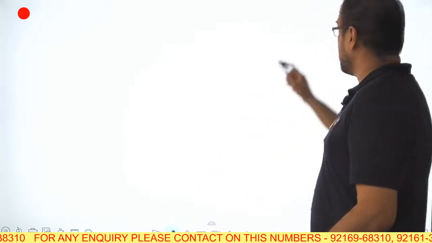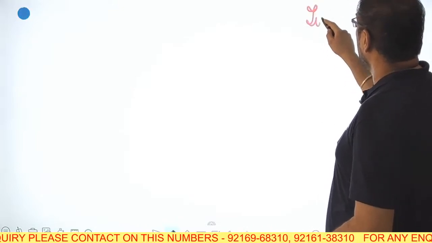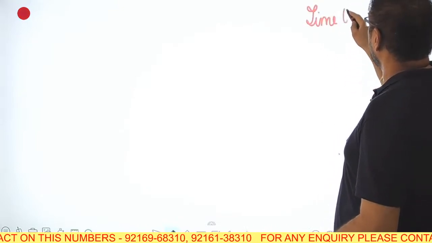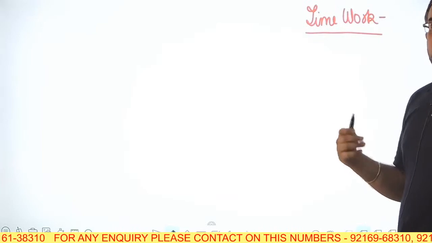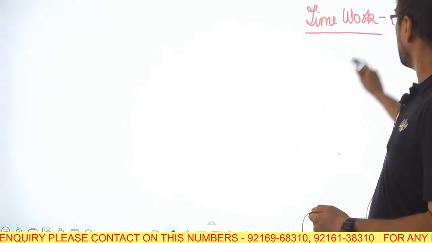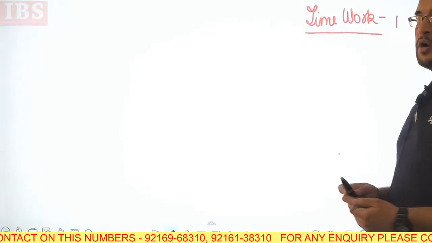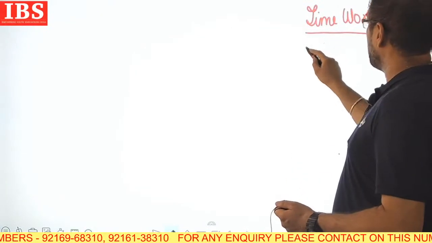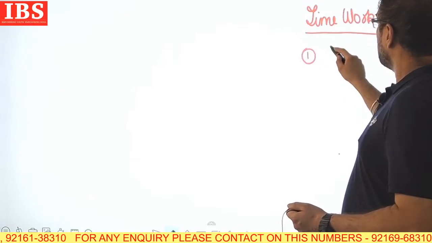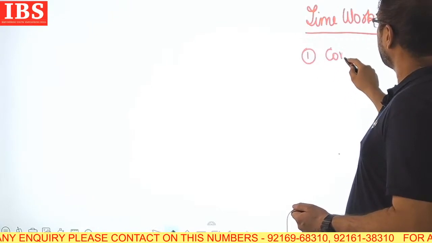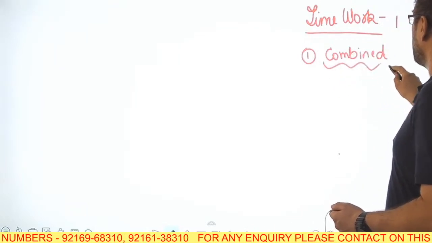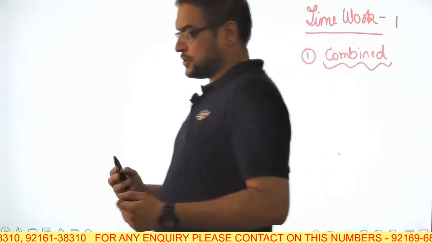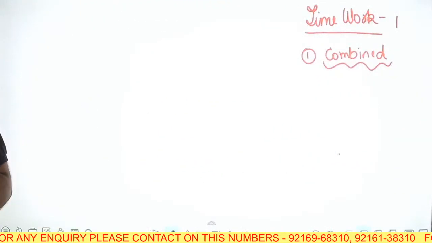So in time and work, students, we started with time and work, and in time and work part 1, I'll quickly tell you what we did, then we'll elaborate how time and work 2 will be done today. Time and work 1 was based upon the concept of combined work of 2 or 3 persons A, B, C. So how is the combined work done by 2 or more than 2 persons?